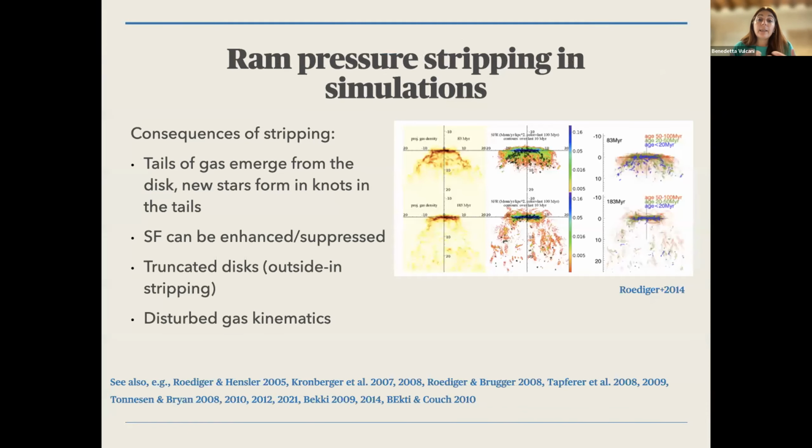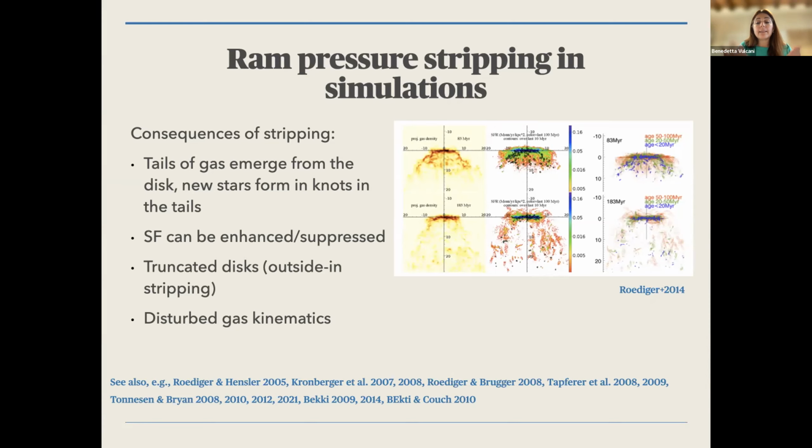Ram pressure stripping has been largely studied in simulations, and there are a number of criteria, let's say, that according to simulation, galaxies must meet to be ram pressure stripped. So when we have ram pressure stripping, we expect these long tails of gas, and we also expect that there are new stars that form in knots in these tails.